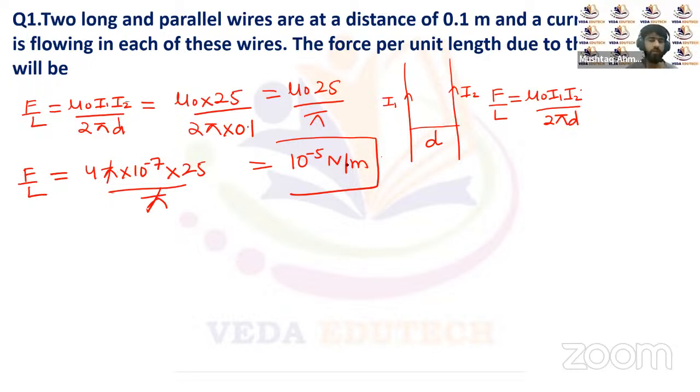Both these forces will be equal and opposite in direction, right? When the two currents are parallel to each other, the force is attractive. And if the two currents are anti-parallel to each other, the force will be repulsive, right? So the force here will be attractive. It means that this wire will be attracted towards the other wire, and that wire will be attracted towards this wire. So this will be the direction of the forces on the two wires, right?